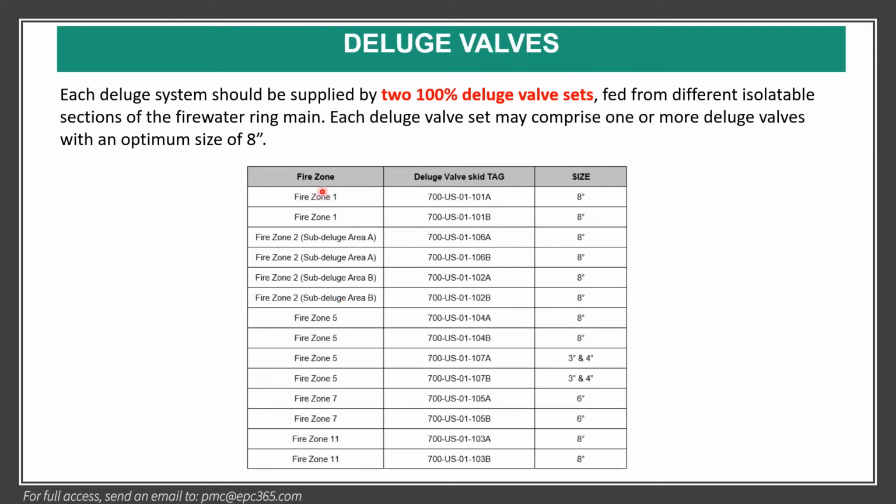And if you see here for fire zone number 1, we had the deluge system with the capacity of 8. First is A and B, and then there were 2 automatic deluge valves. If A doesn't work, B works. For fire zone 2 sub deluge, the same things, and another sub deluge B, but all of them have to have 2 automatic deluge valves, as I said, 15 meter, as far as possible, from the source of the protected area.